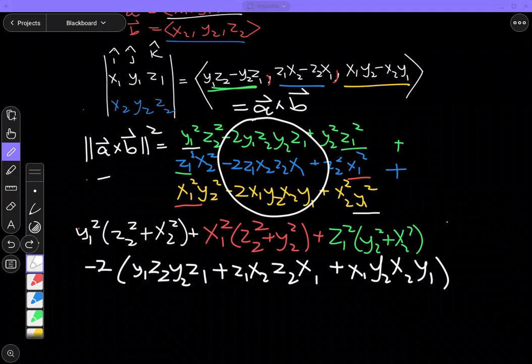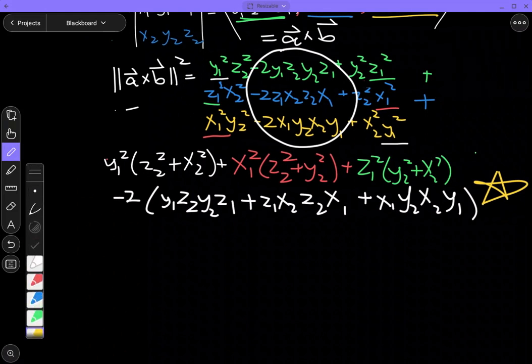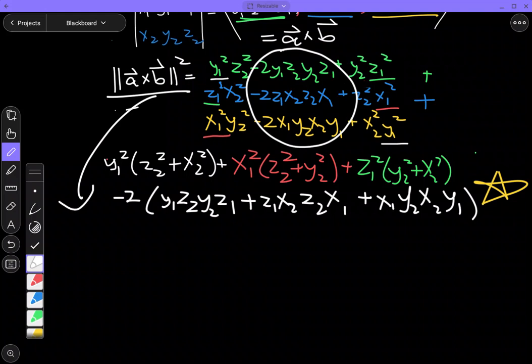Now we're going to put this piece aside for now, but we're going to come back to it later. So let's put a star here. And remember that this is all equal to the magnitude of the cross product squared. Now let's work with the dot product. We know that the dot product, A dot B, is equal to the magnitude of A times the magnitude of B times the cosine of the angle in between.